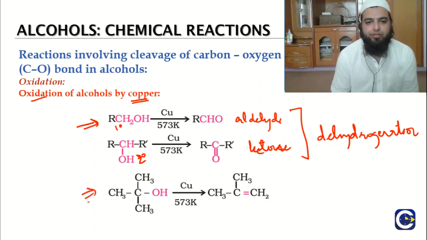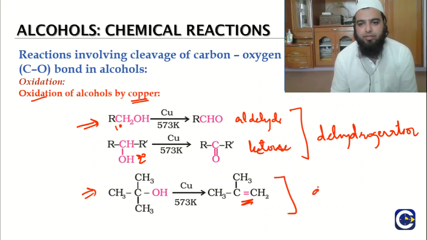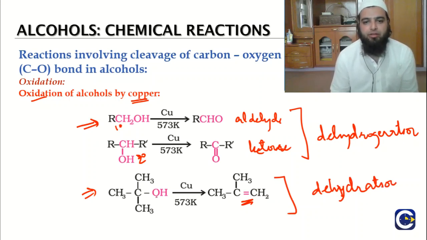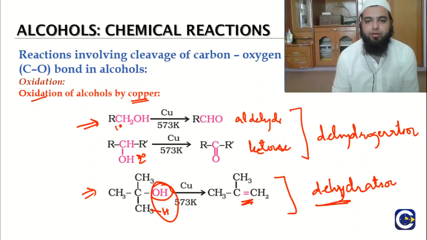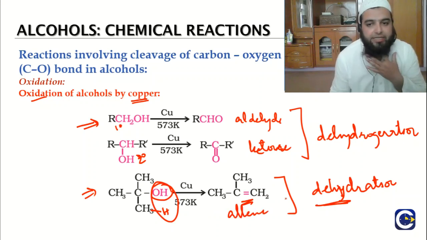And in case of tertiary alcohols, we are getting an alkene. And this is not dehydrogenation. This is a dehydration reaction. We have taken a molecule of water, the hydroxide and one of the hydrogens, away as water. So this is dehydration, and we have obtained an alkene in this case.